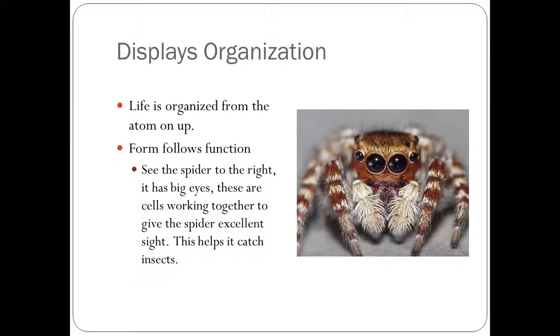So the life, the cells, the parts of his body all work together. They are organized to achieve some kind of objective. And for this spider, that objective is to find food and to make babies. So every part of his body is organized to do that in some way.